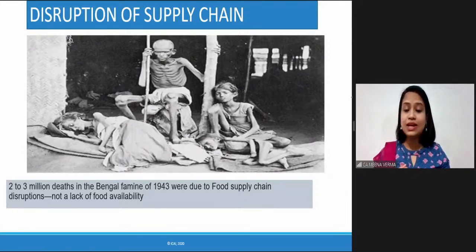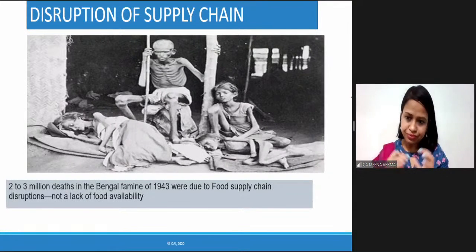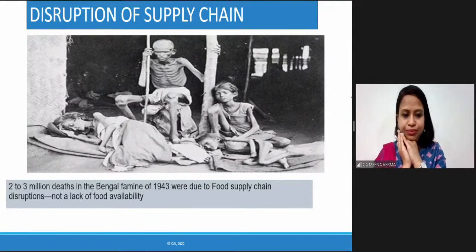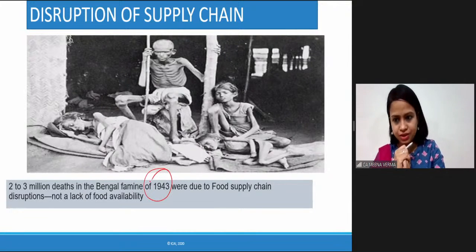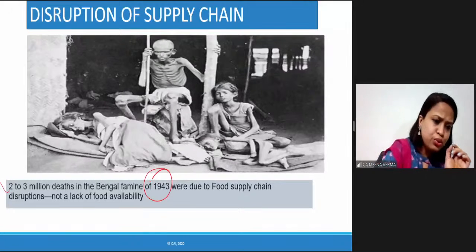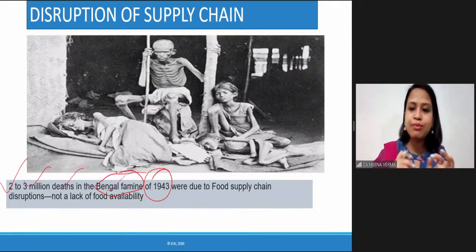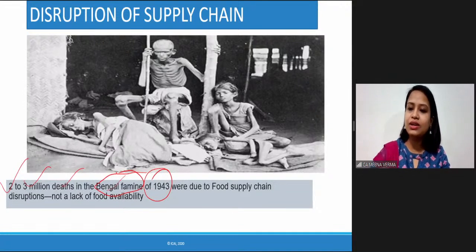Now, why are we studying the supply chain? What is the importance of studying the supply chain? See, I'm giving you an example. This is an accident that happened after the Second World War. Just before independence, in 1943, in Bengal, 2 to 3 million people died. You can search for the Bengal famine on the internet, on Google. You can find out about this accident which happened in India, in Asia.